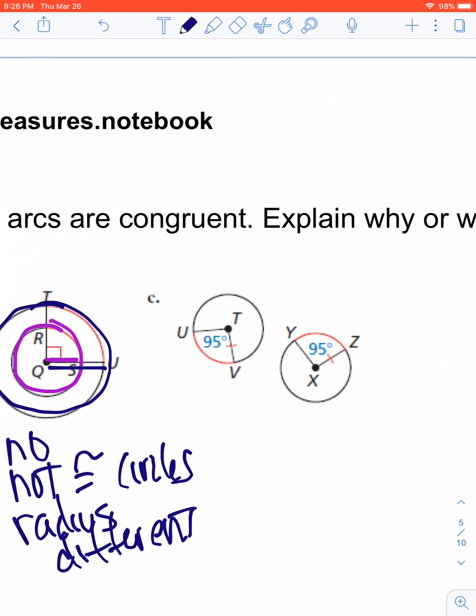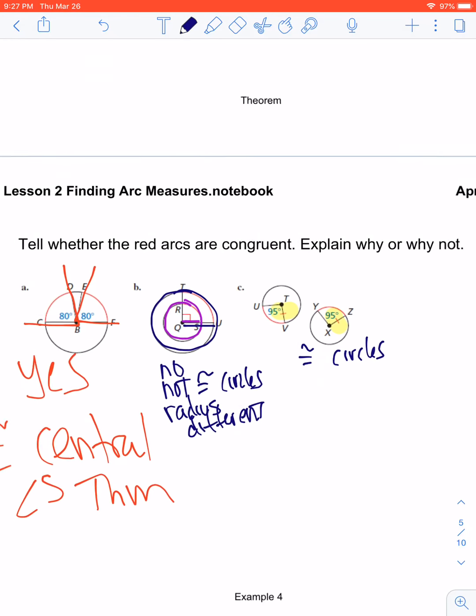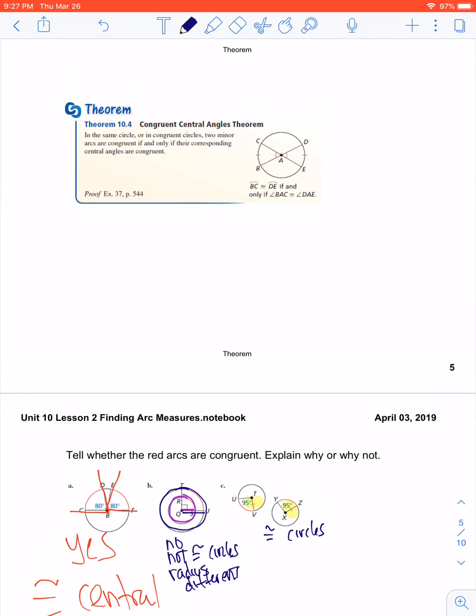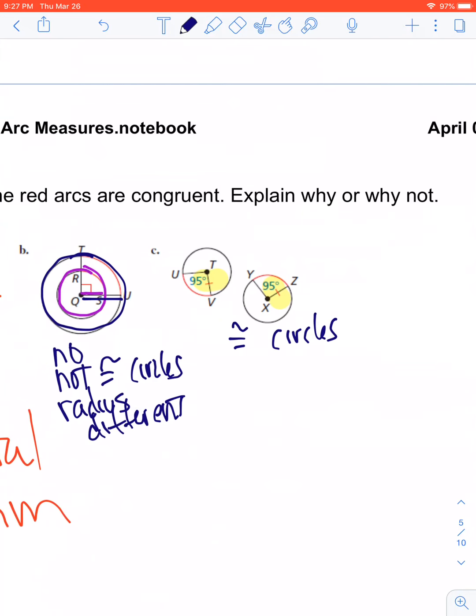And problem C. This is pretty important information. This tells you that the radii are the same. This tells you that they are congruent circles. And then if we look at theorem 10.4, in the same circle or in congruent circles, two minor arcs are congruent if and only if their corresponding central angles are congruent. Since their central angles are congruent, yes, the red arcs are congruent.